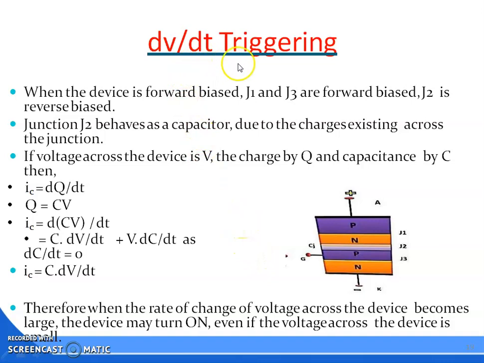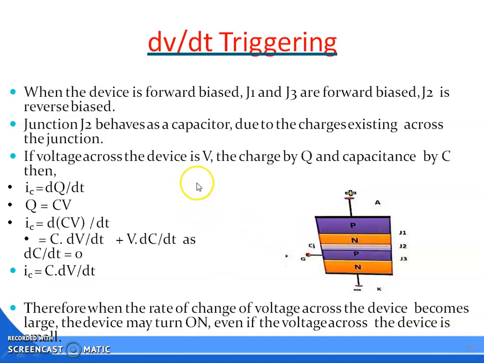The fourth method of triggering is the dV/dt triggering method. In this method, when the device is forward biased, junctions J1 and J3 are in forward biasing mode and junction J2 is in reverse biasing mode. Junction J2 behaves like a capacitor due to the charges existing across the junction.